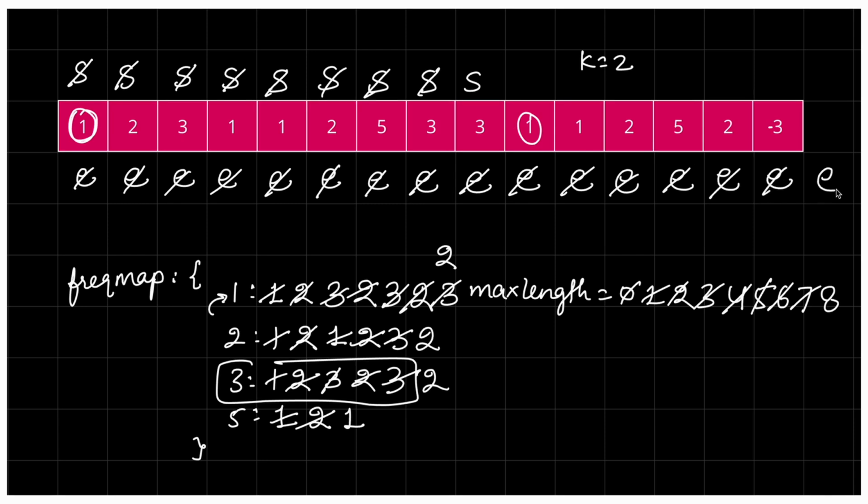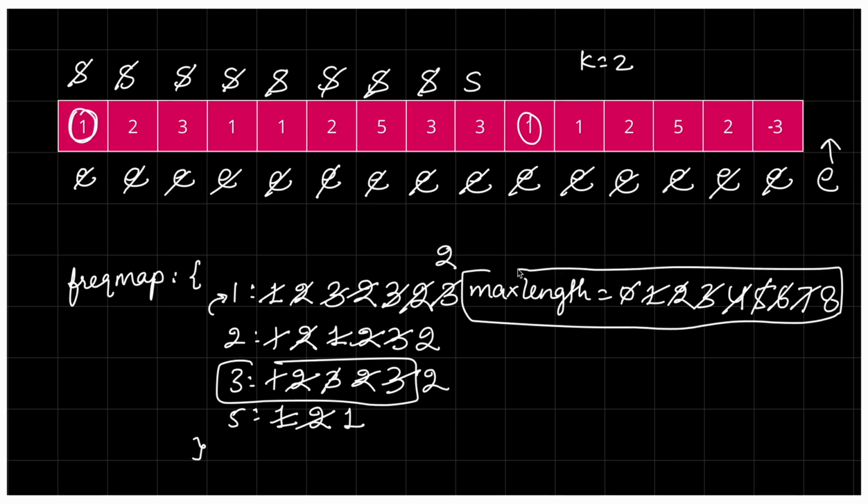Now you will move forward, and when you move forward, you are out of the bound, right? Your array will end over here, and you will have your maximum length in your max length variable, and now you can return it, right? So I hope you have got this.